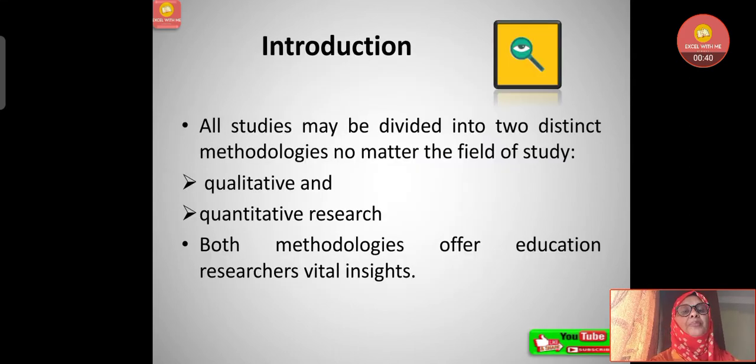Let's start with the introduction. All studies may be divided into two distinct methodologies no matter the field of study. Whether it is social sciences or humanities, any field of study, there are two methodologies, that is qualitative and quantitative. Both methodologies offer education researchers vital insights, whatever they want to know, solutions for their questions or development of theories. These two methodologies will help the researchers to gain deeper knowledge.